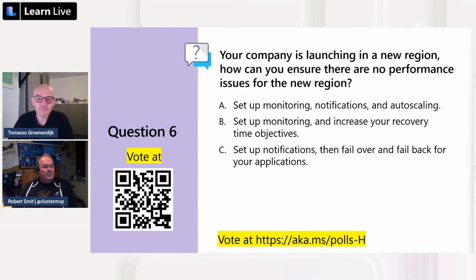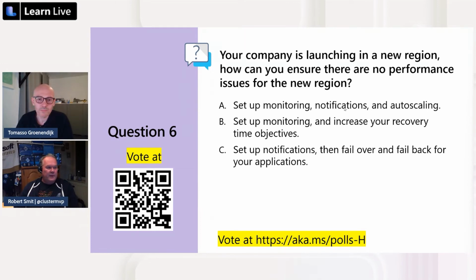But answer B is also monitoring and increasing your recovery time objectives. Well, that is about recovery. We're talking about performance issues. We don't want performance issues; we want the maximum performance. Set up notifications, answer C, and then fail over for your applications. Well, that could be, but that is more trial and error. See if it fails over, and then I think, well, what do you think, guys?